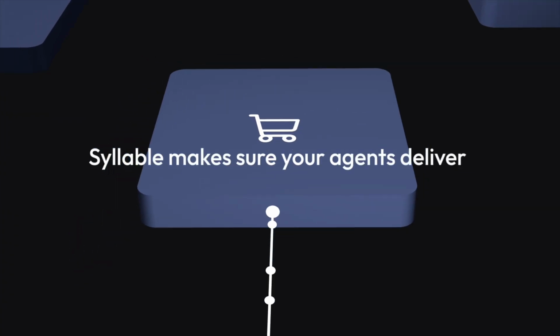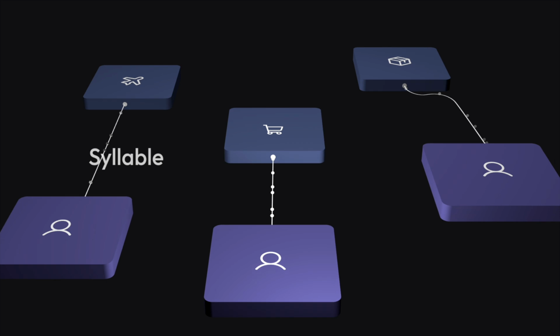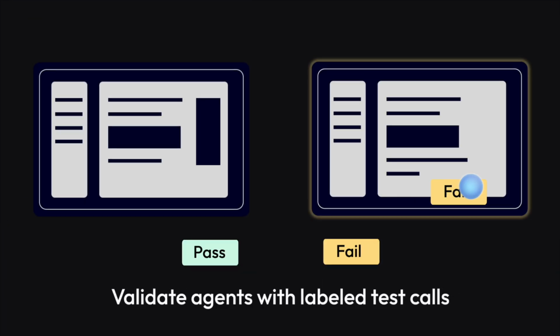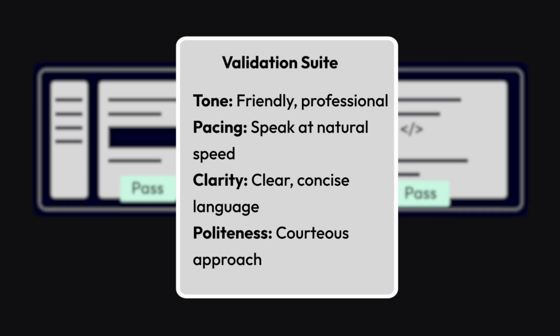Great customer service is built on trust, and Syllable makes sure your AI agents deliver. Labeled test calls verify agent behavior before they go live, and our validation suite ensures every interaction stays on brand.